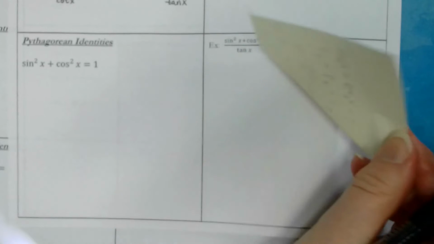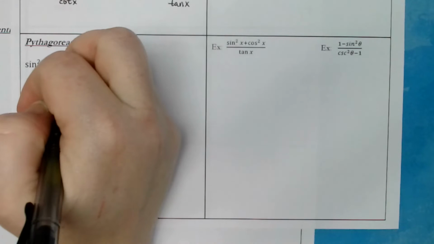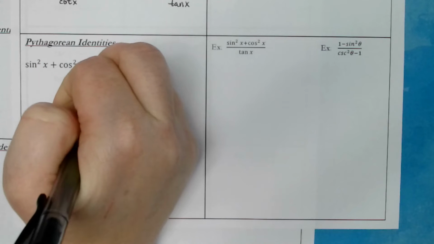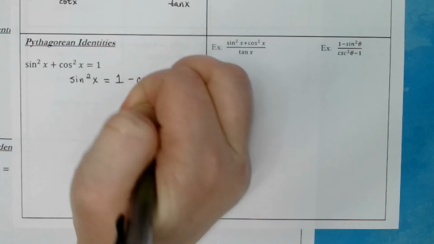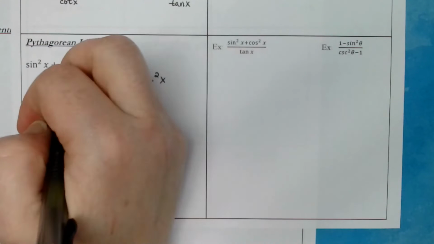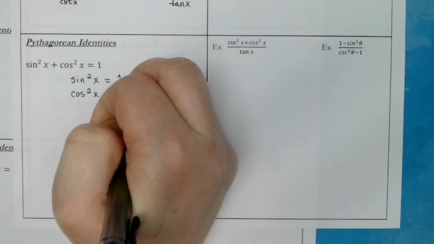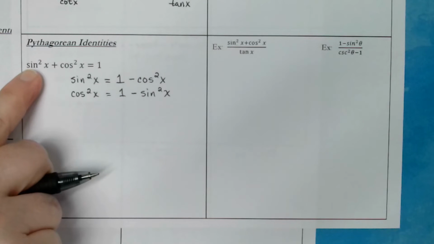Well, what happens if we rearrange this a little bit? I could subtract and move cosine to the other side. And I get sine squared x equals 1 minus cosine squared x. Alright? Well, what if I subtracted the sine instead? Cosine squared x equals 1 minus sine squared x. So for all of these, I can rearrange this. All I'm doing is adding or subtracting, moving it to the other side. Well, there's other things I can do.